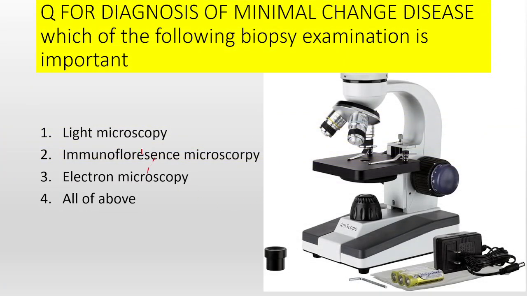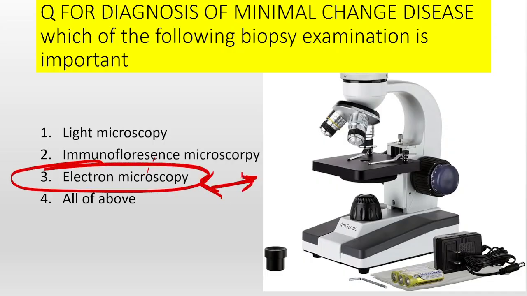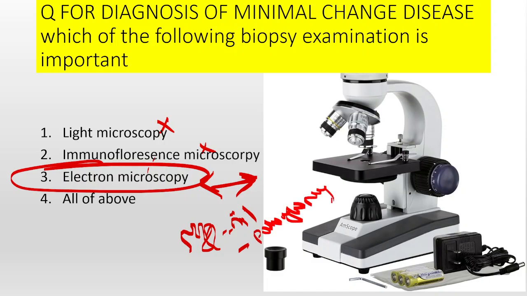Minimal change disease, the important investigation is electron microscopy. Without electron microscopy, you can't make the diagnosis. There won't be any finding in light microscopy. There won't be any finding in immunofluorescence microscopy. Only in electron microscopy, you will get foot process effacement. That is why it is also called nil disease or podocytopathy. Podocytopathy is the pathology of the podocyte, a broader terminology.